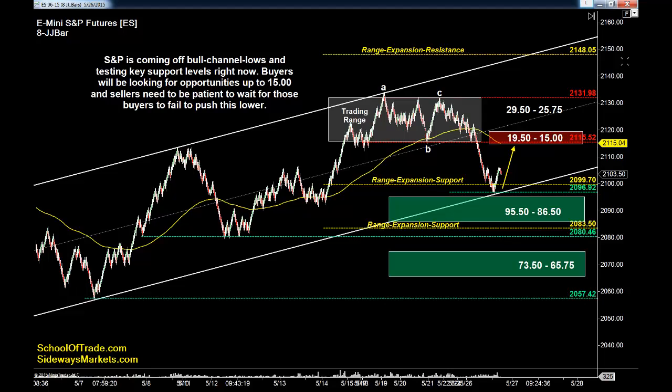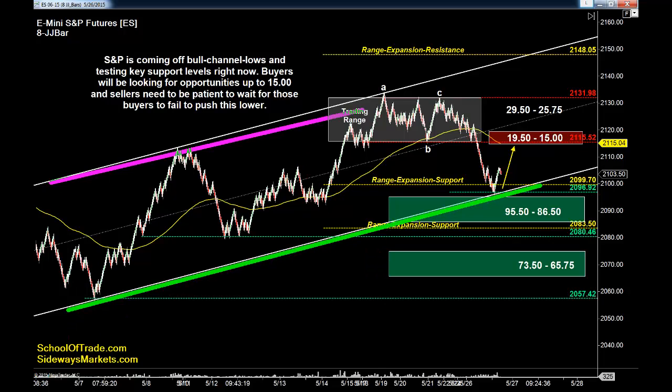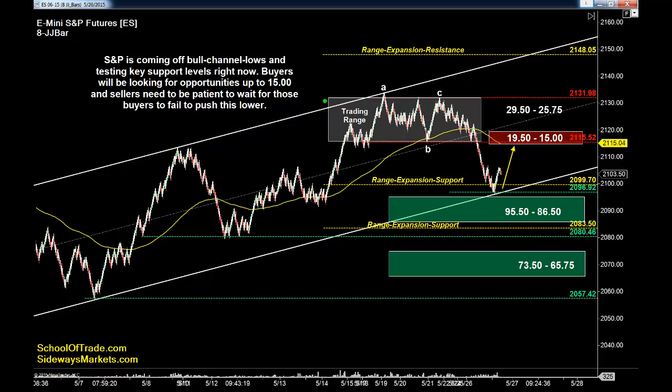Very, very important right now, noticing where we are in the S&P. We definitely see the bull channel. Mark that up. Bull channel, very easy to see there. We see our trading range. That trading range gives us range expansion support. The channel low gives us channel support. We've got trigger support. We might have a little bit of a push lower to test this 95.50, but right now, buyers, you guys are looking for those opportunities up to that area of 19.5 to 15 even, just before you get down to that range low.